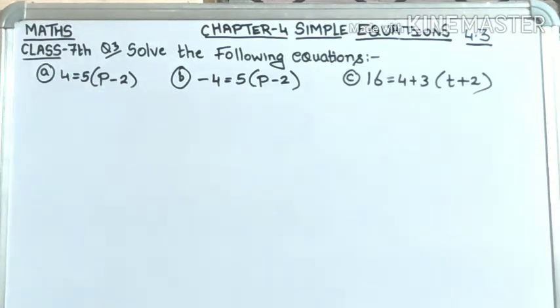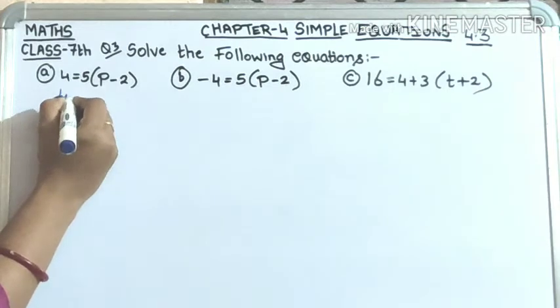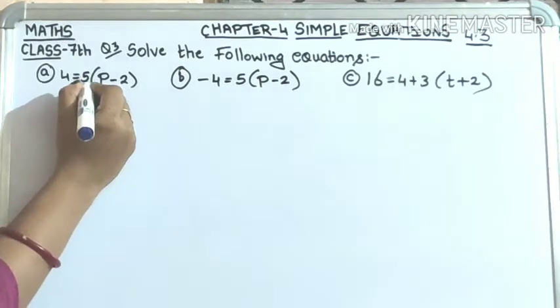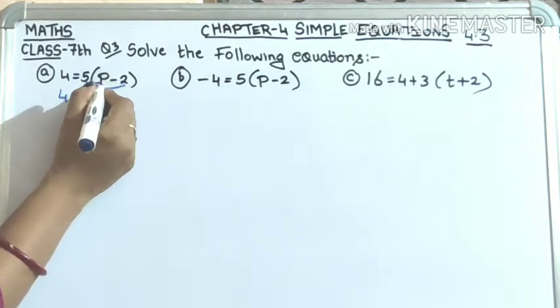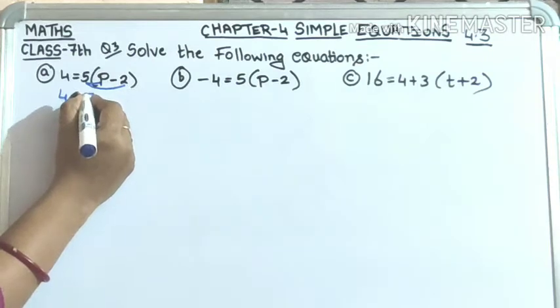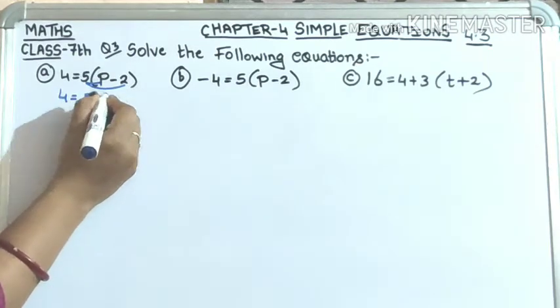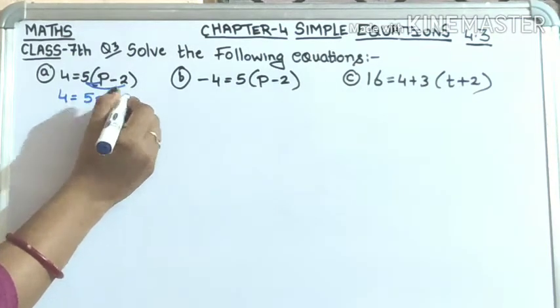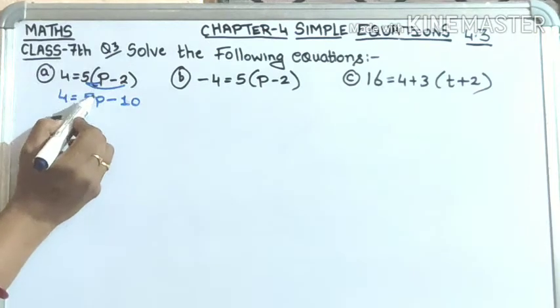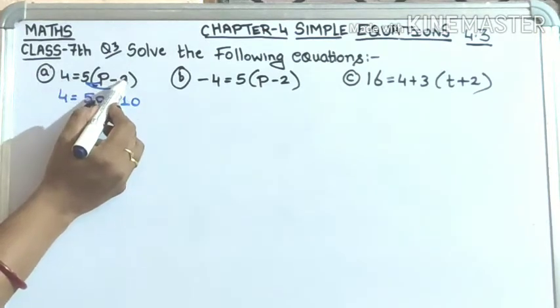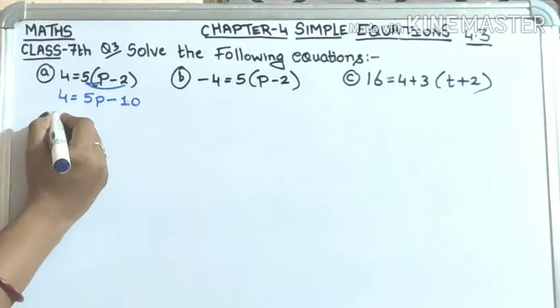As we know, first of all we have to remove the bracket. So to remove the bracket, this 5 will be multiplied with the terms given in the bracket, means this 5 will be multiplied with p and this 5 will be multiplied with 2. So 5 into p will become 5p and minus 5 into 2 is minus 10.